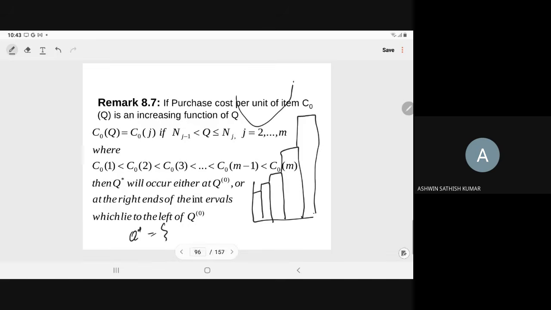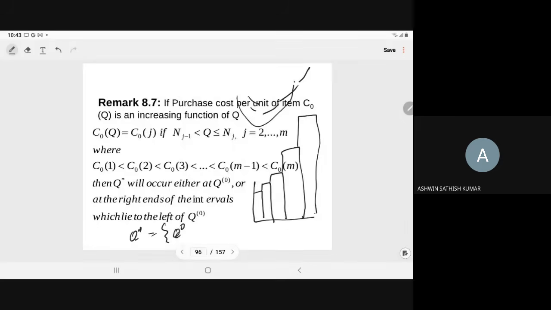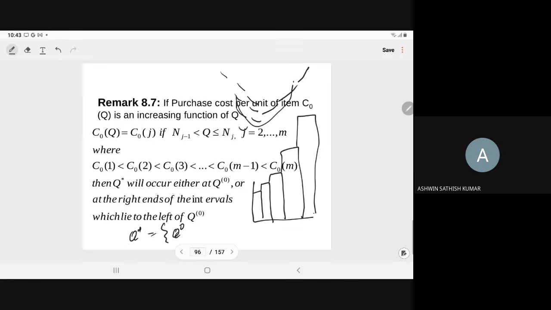Logically, you use the logic. So what will be the Q star? Either the Q naught, meaning we have the shape like this, and from here we can have any point. So either it is the Q naught or the right limit of the left interval.